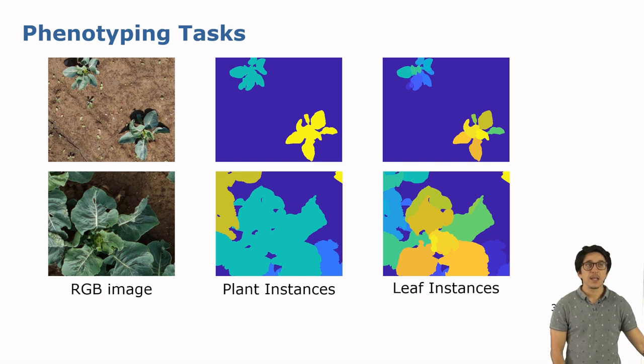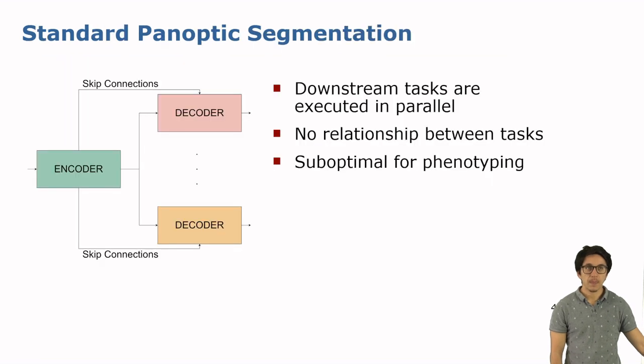In this paper, we address the problem of joint semantic, plant instance, and leaf instance segmentation of crop fields from RGB data, so these are the three tasks that we will refer to. The combination of semantic and instance segmentation is called panoptic segmentation.